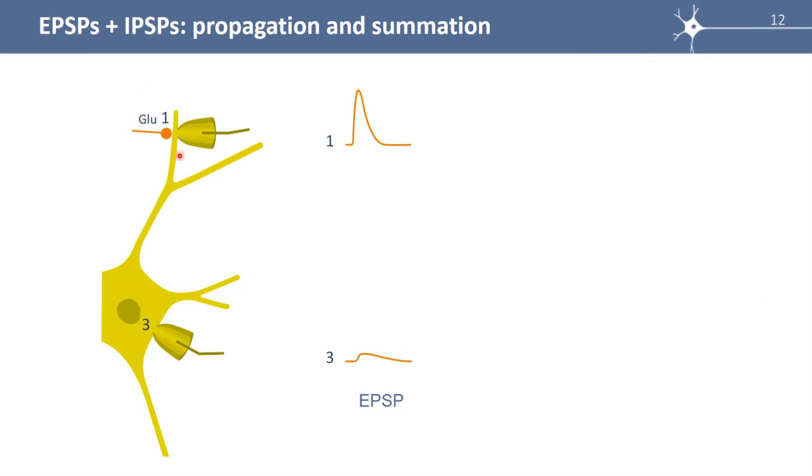At point 1 here is a glutamatergic synapse, and we record an EPSP of a certain amplitude. At point 3 in the soma, we record in current clamp mode the EPSP once it had propagated along the dendritic branch, which is of much smaller amplitude and slower rise time.